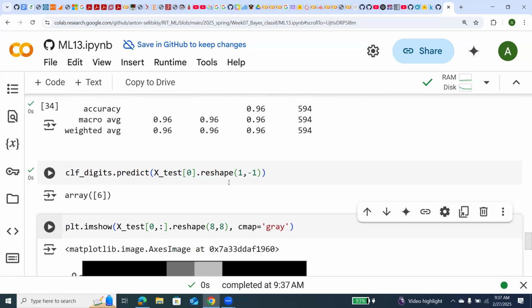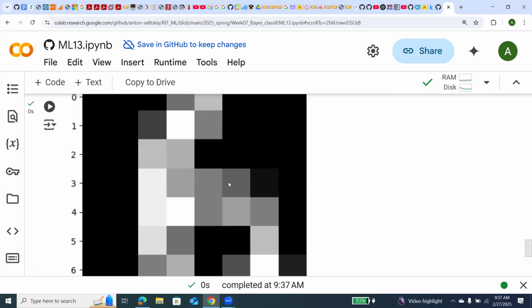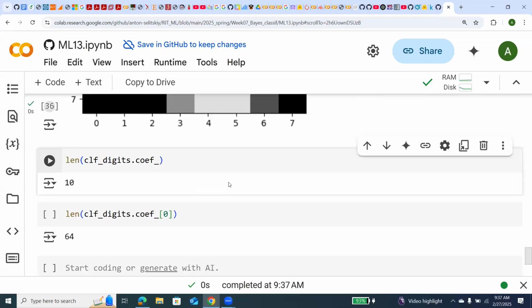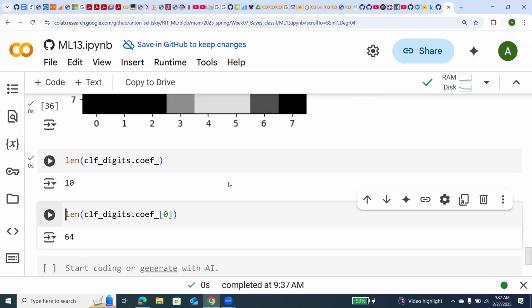And we can then apply our classifier to one of the data points, to one of the digits. So the label prediction is 6. And if we plot the image, it looks like 6. And finally, if you look at the coefficients of this logistic regression, you will see that this is the array of size 10. And how many classes do we have in digits? 10, from 0 to 9. So in other words, it creates 10 linear functions.